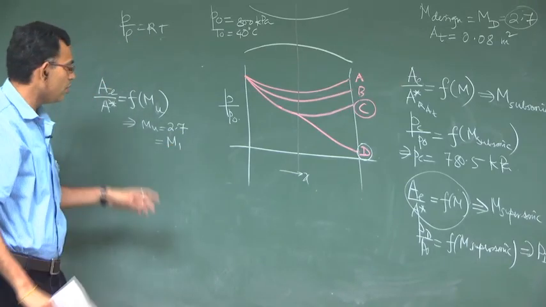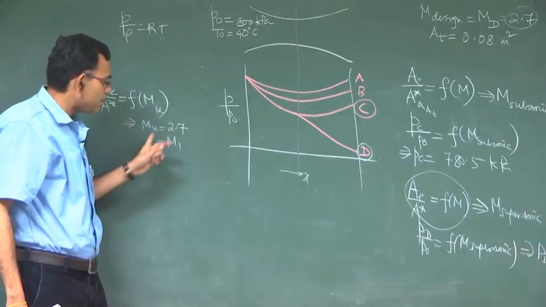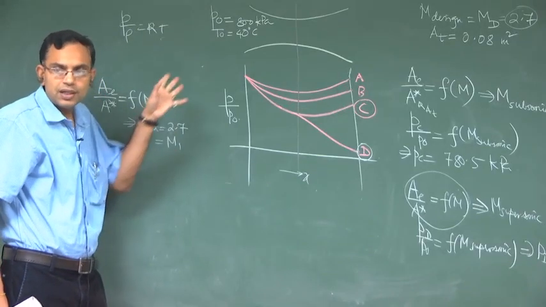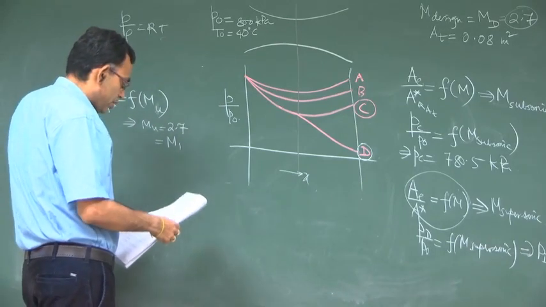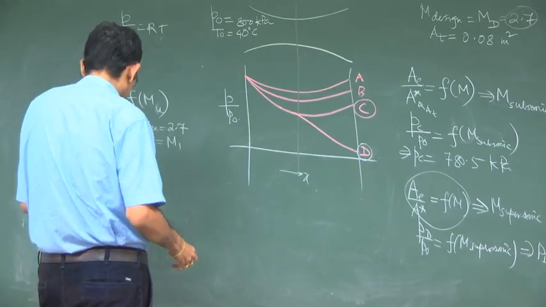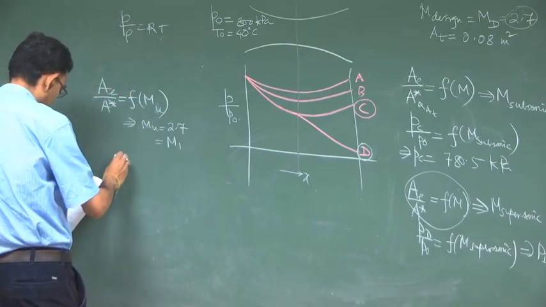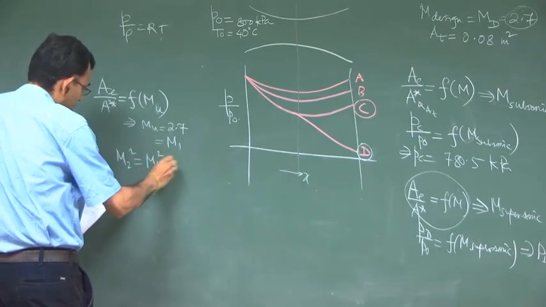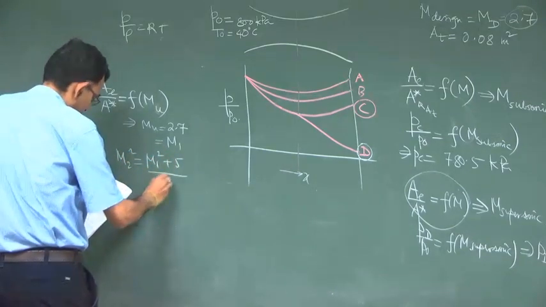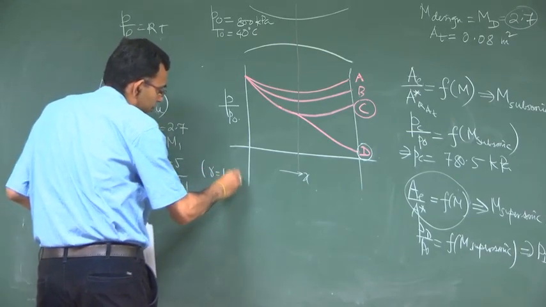Now, once you know what is m at the upstream of the shock, you can calculate m at the downstream of the shock. So, by the formula between m2 and m1. So, m2 square is equal to m1 square plus 5 by 7 m1 square minus 1, this is with gamma equal to 1.4.